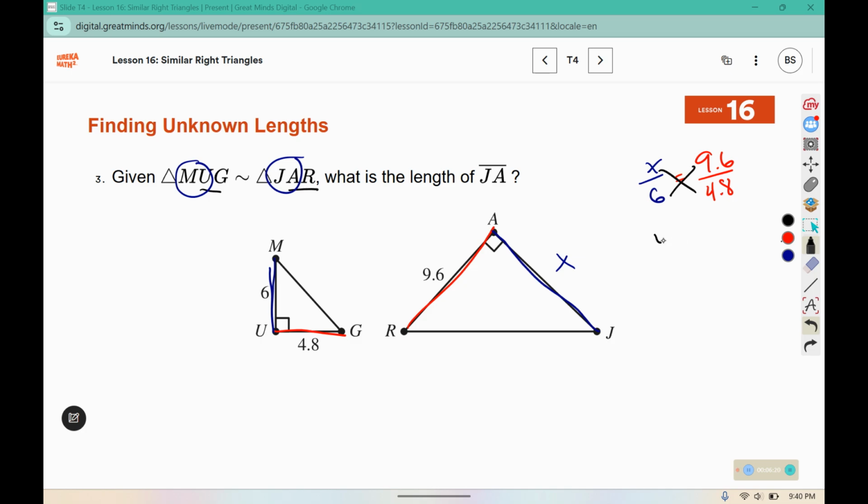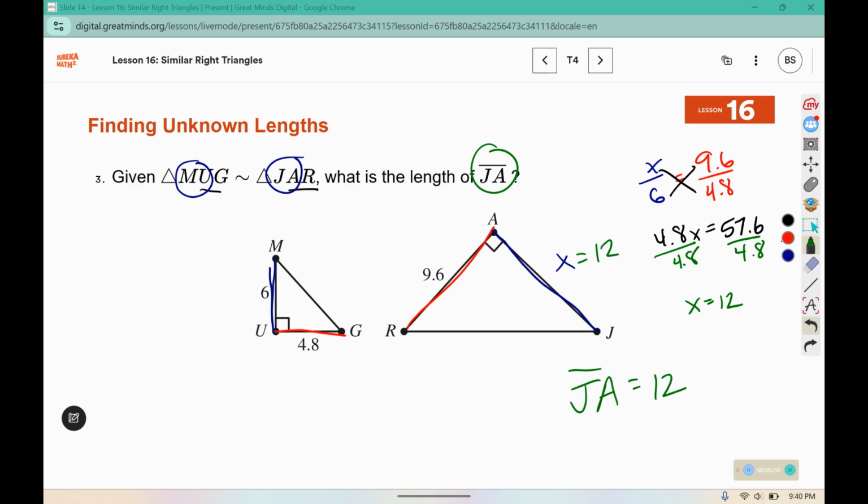Cross multiply. 9.6 times 6 is 57.6. Then we can divide both sides by 4.8. And x equals 12, which is that distance from J to A. Again, we don't have any units, so we're just going to leave it with 12.